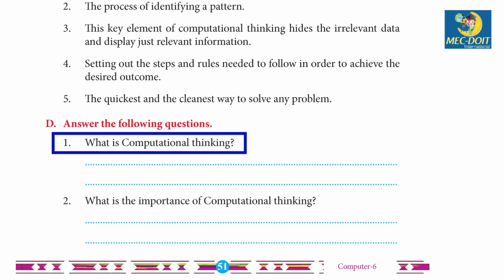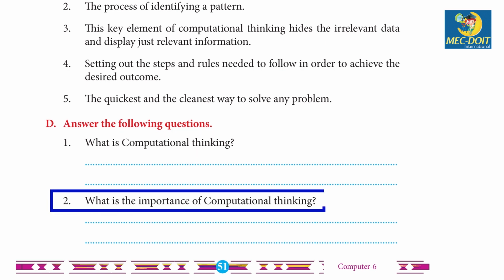D. Answer the following questions. 1. What is computational thinking? Answer: computational thinking is the process of breaking down a problem into simple enough steps. 2. What is the importance of computational thinking? Answer: computational thinking logically segments a problem into smaller segments. It is a method of problem solving that aids the user in comprehending, interpreting and solving issues.